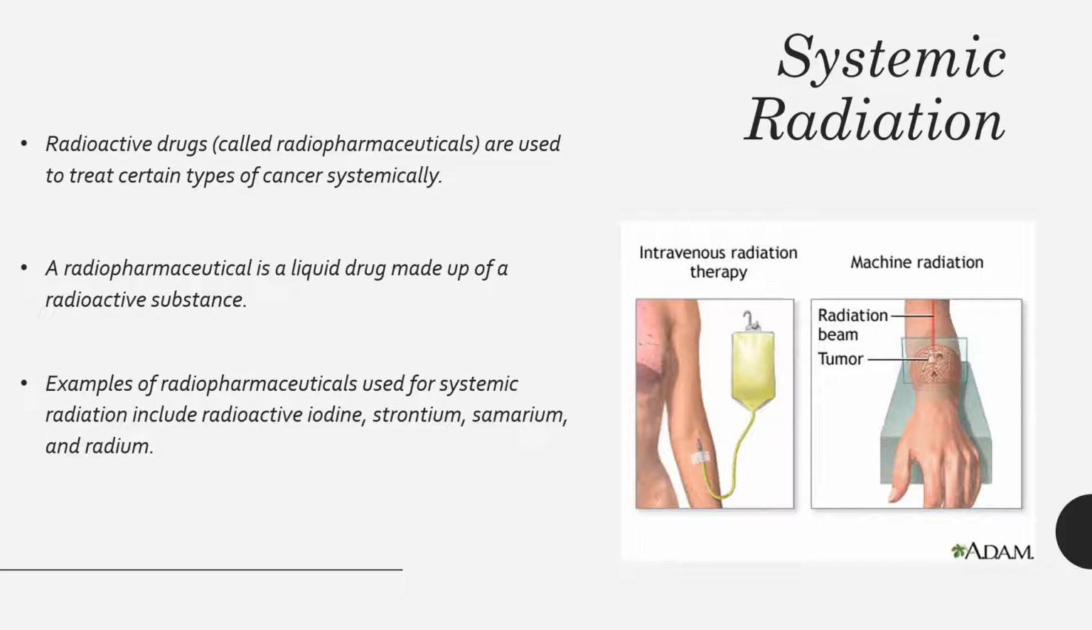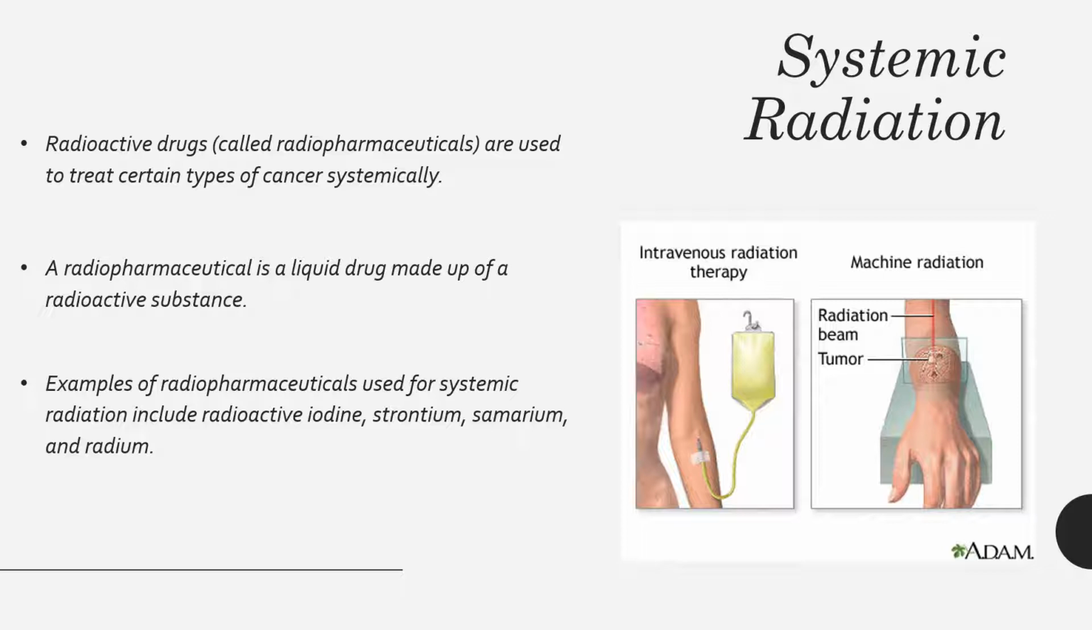Our next type of radiation that can be received is systemic radiation. Radioactive drugs, called radiopharmaceuticals, are used to treat certain types of cancers systemically. A radiopharmaceutical is a liquid drug made up of a radioactive substance. Examples used for systemic radiation include radioactive iodine, strontium, samarium, and radium. Over here in this image to the right, it's showing the difference between intravenous radiation therapy, which is systemic radiation, and machine radiation, which would be external beam radiation.